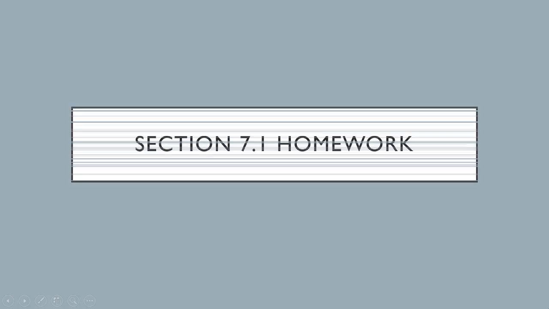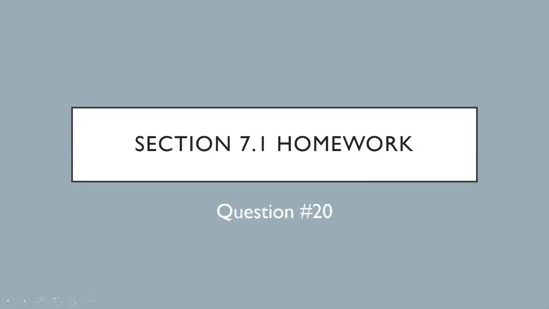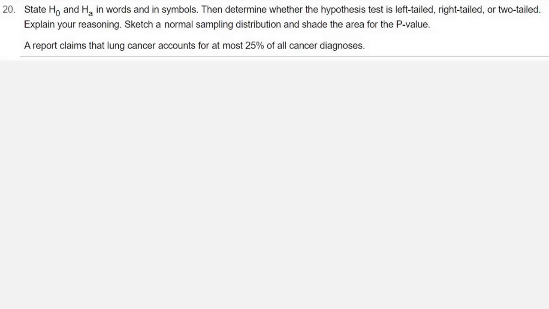We're looking at homework for section 7.1. This is question number 20. State H0 and HA in words and in symbols. Then determine whether the hypothesis test is left-tailed, right-tailed, or two-tailed. Explain your reasoning. Sketch a normal sampling distribution and shade the area for the p-value.